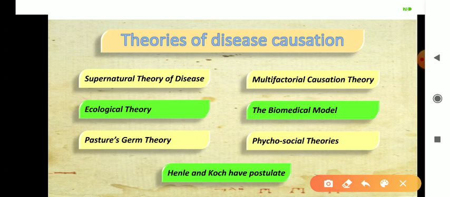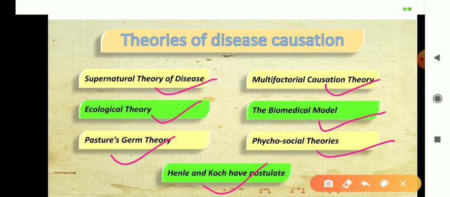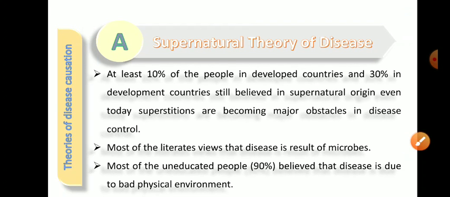First one is supernatural theory, ecological theory, Pasteur's germ theory, multifactorial causation theory, biomedical model, the psychosocial theory, and the Henle and Koch postulate theory. So we'll discuss these theories one by one. Okay. First one is supernatural theory.